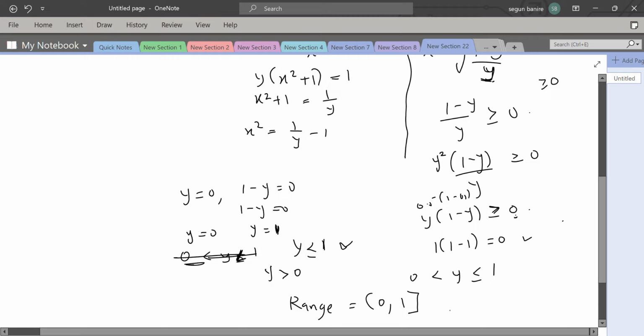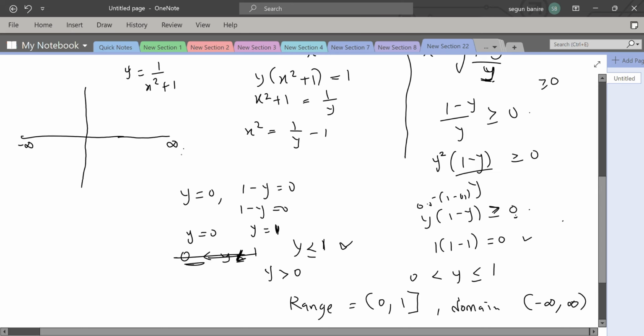So we said our domain is negative infinity to positive infinity. Using the aid of a diagram now, our function is 1 over x squared plus 1. So we have negative infinity, positive infinity. For this function, you could see we have 0 is here, 1 is here. So we are saying that the y value cannot exceed 1. So there is a line here.